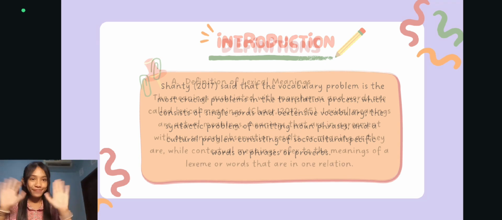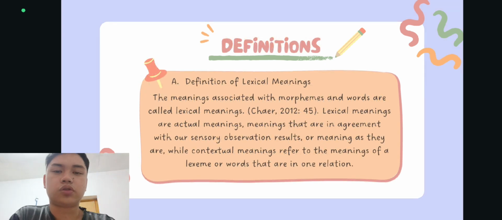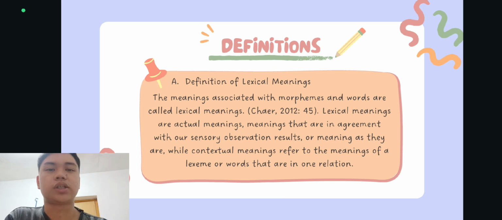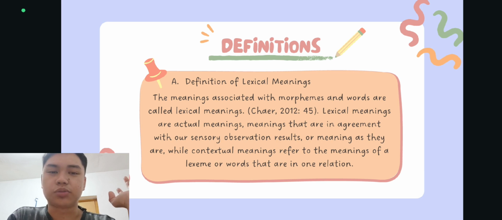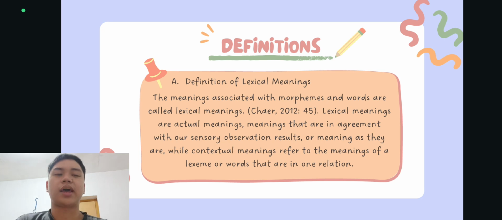Thank you! So first off, before we move on to the complex matters, let's first talk about the definitions. Starting off, we are going to talk about the definition of lexical meanings. Lexical meanings, according to Chaer in 2012, are the meanings associated with morphemes and words. Lexical meanings are actual meanings that are in agreement with our sensory observation results, or meanings as they are, while contextual meanings refer to the meanings of a lexeme or words that are in one relation.